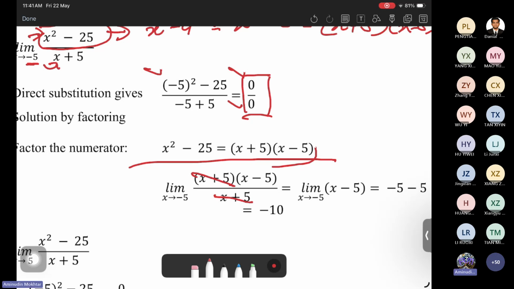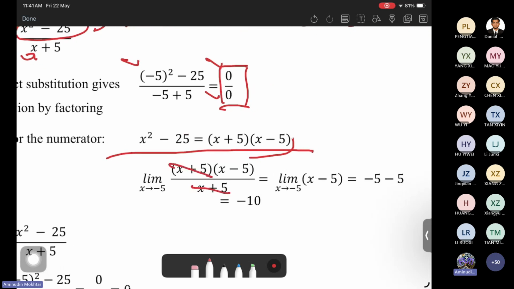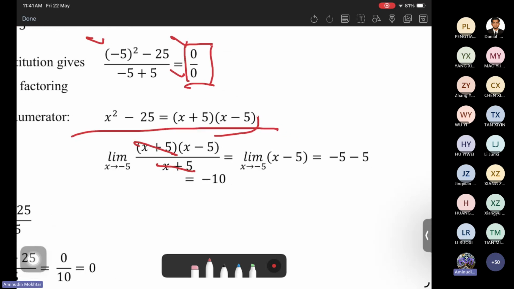So now our limit equation becomes the limit of the function when x approaches -5 of x minus 5. Now for the answer, we just substitute x equal to -5 into the equation. The answer is -5 minus 5, which is -10. So -10 is the real answer, the correct answer for this limit.